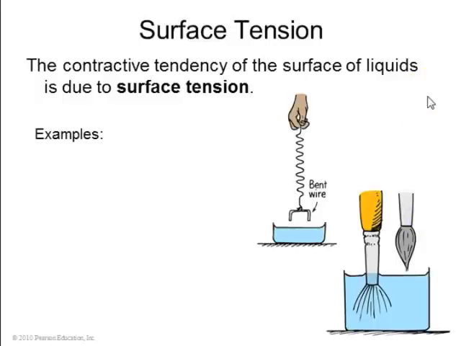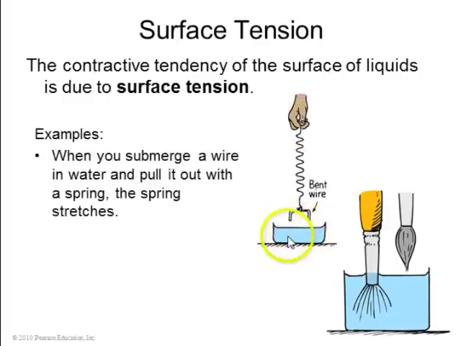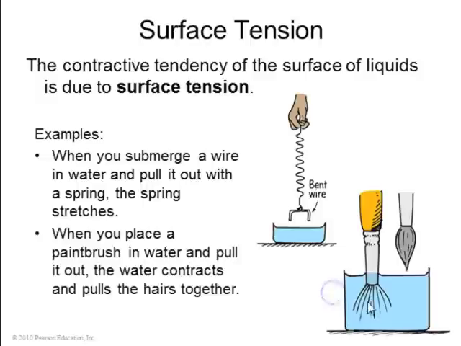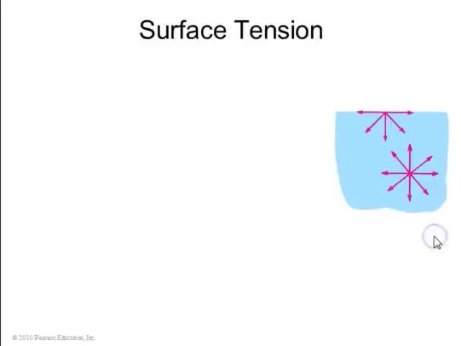Lastly, I want to talk about surface tension. Surface tension is a contractive tendency of the surface of liquids. So, for example, you take this wire that's bent and you pull it out of the water. You have to pull a little harder just when the wire reaches the surface to pull the wire out. Also, if you have a paintbrush dipped in water and you pull it out, all these hairs get pulled together by the surface tension when you pull it out of the water.